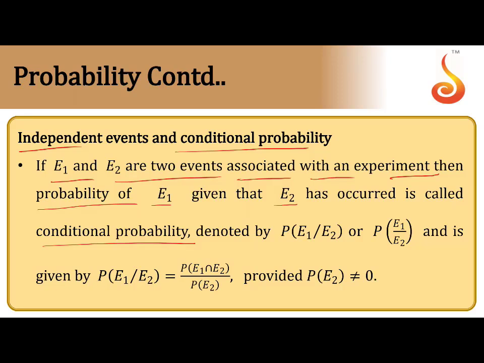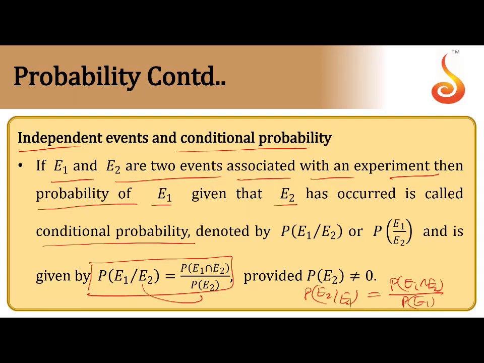That means P of E1 given E2, or P of E1 by E2, and is given by the formula P of E1 by E2 equal to P of E1 intersection E2 by P of E2. Similarly, you can define P of E2 by E1 also. P of E2 by E1 is P of E1 intersection E2 divided by P of E1. Here the denominator is P of E1, and for the other, P of E2 comes here. The numerator is common: P of E1 intersection E2.